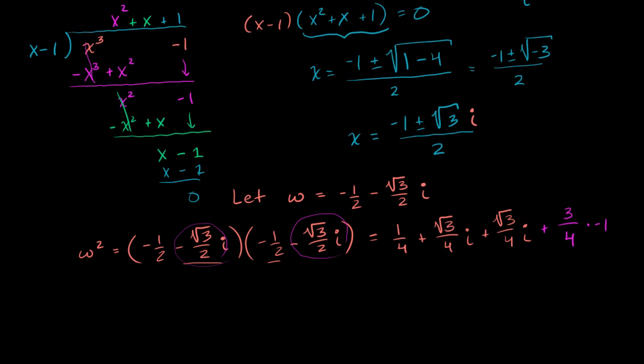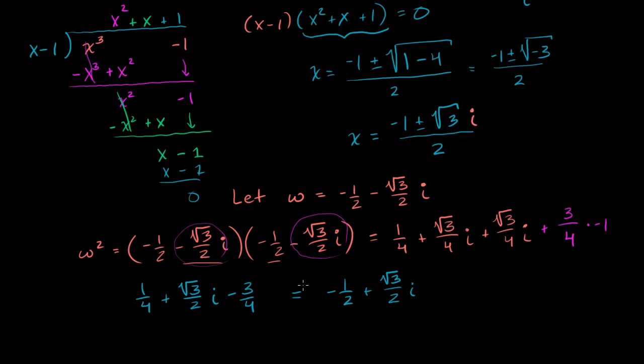So let's simplify this. This gives us 1/4 plus square root of 3 over 4i plus square root of 3 over 4i. That's 2 square roots of 3 over 4i, which is the same thing as square root of 3 over 2i. And then minus 3/4. And we can simplify this even more. The real parts we can add. 1/4 minus 3/4 is -2/4 or -1/2. So this is -1/2 plus square root of 3 over 2i.